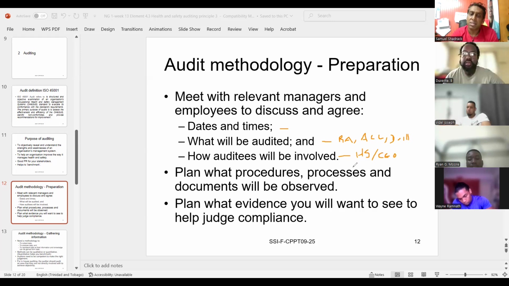Plan what procedures, processes, and documents would be observed. So just put the same thing back there, right? But you could probably say the HSE policy, you want to look at maybe the training policy. You could take some of these down. This is for you to understand it now. This is beyond the exam now. This is building your competence now, right? So HSE policy, training records, so you plan, you have to give them a list.